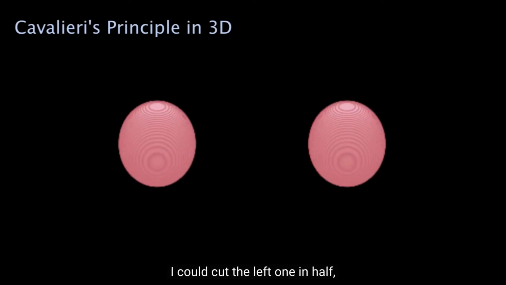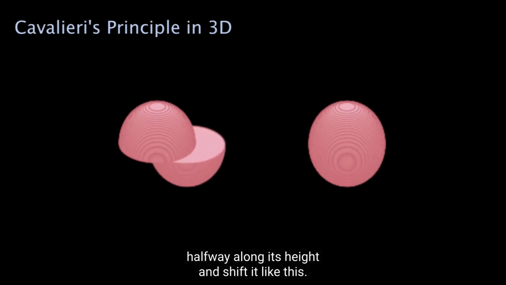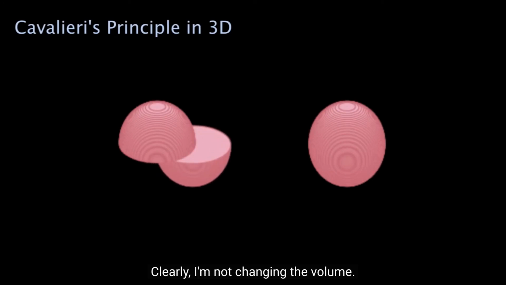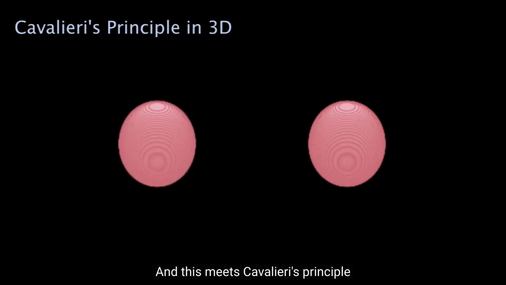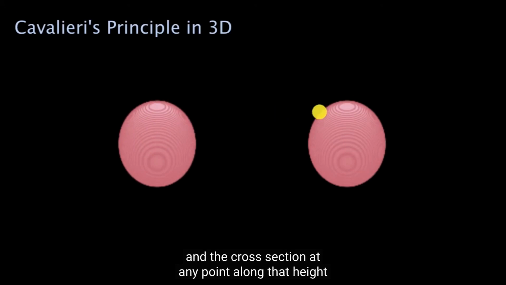I could cut the left one in half, halfway along its height, and shift it like this. Clearly, I'm not changing the volume, and I could make more cuts like that, and clearly it still has the same volume. And this meets Cavalieri's principle because they have the same height, and the cross section at any point along that height is going to be the same.